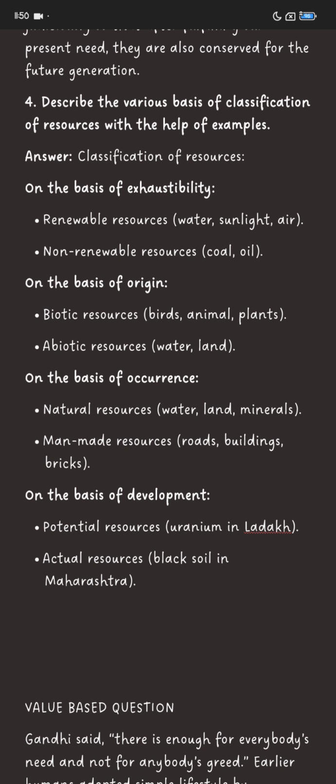On the basis of origin, biotic resources like birds, animals and plants, and abiotic resources like water and land. On the basis of occurrence, natural resources like water, land, minerals, and man-made resources like roads, buildings and bricks. On the basis of development, potential resources like uranium in Ladakh and actual resources like black soil in Maharashtra.